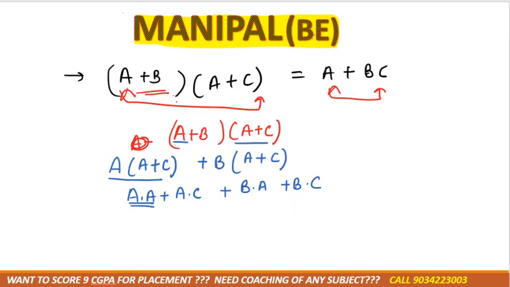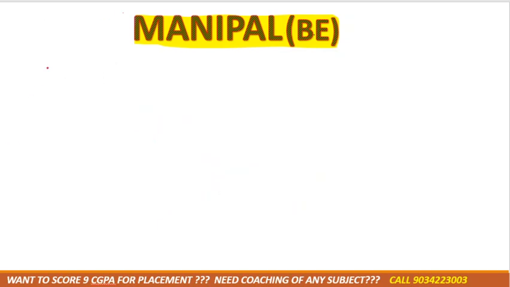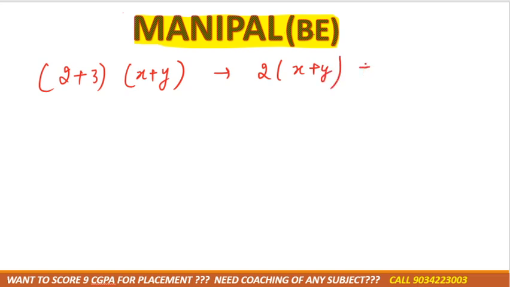I just simplify the bracket: A multiplied with the bracket, then B multiplied with the bracket. We have done this in maths, like (2 + 3)(x + 5). So it would be 2 into (x + y) plus 3 into (x + 5), right?